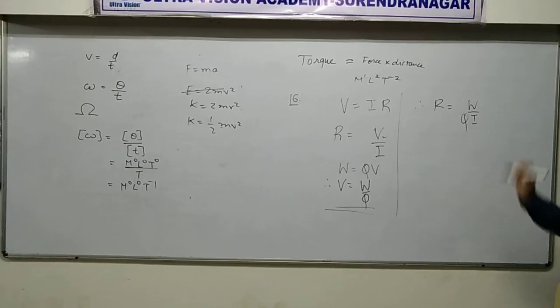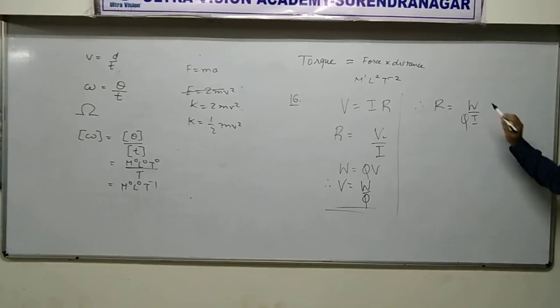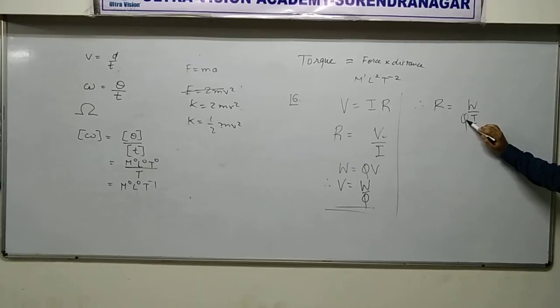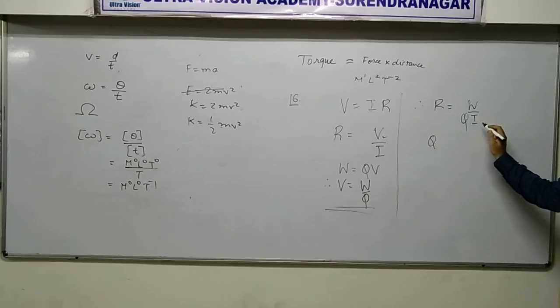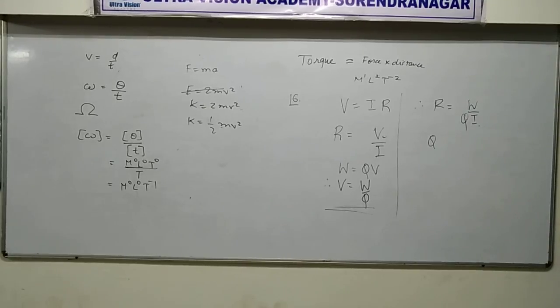Now, time to put the dimensional formula for all. Just one thing, charge. We don't have a dimensional formula for charge. Do you remember any relation of charge with current? Raise your hand. Any relation of charge with current? Okay. Relation of charge and current. Yes. I equal to Q upon T. I equal to Q upon T.